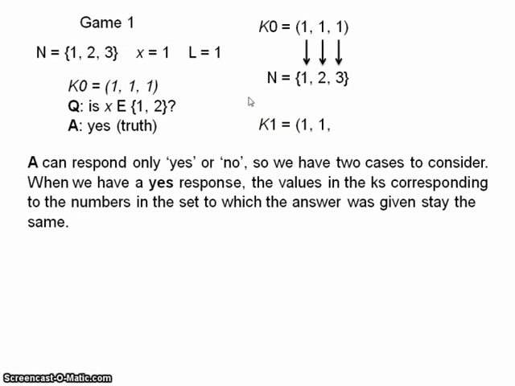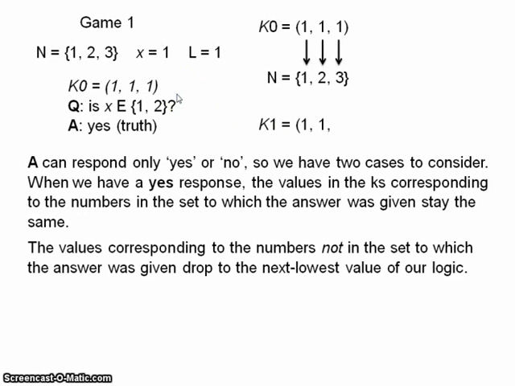Now, the values corresponding to any numbers not in that set drop to the next lowest value of our logic. So our search space was 1, 2, 3. The only number not in the set that we asked about is 3. So the third entry in our knowledge state drops to 1/2. Knowledge state K0 was 1, 1, 1, and after applying these two rules, we now have K1, which is 1, 1, 1/2.